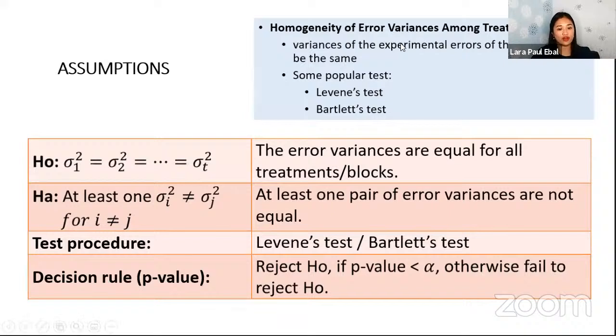Homogeneity of error variances, you're already familiar with this. So the same HO: sigma 1 squared equals sigma 2 squared and so on, and the error variances are equal. So that's your HO. HA: at least one pair of error variances are not equal. Then the test procedure is the same, Levene's or Bartlett's. And then the decision rule: we reject HO if the p-value is less than alpha. Otherwise, fail to reject HO.